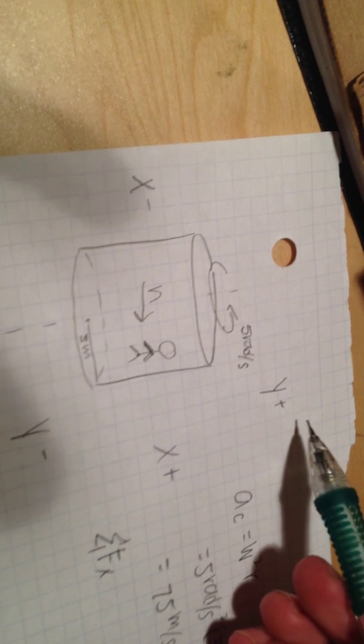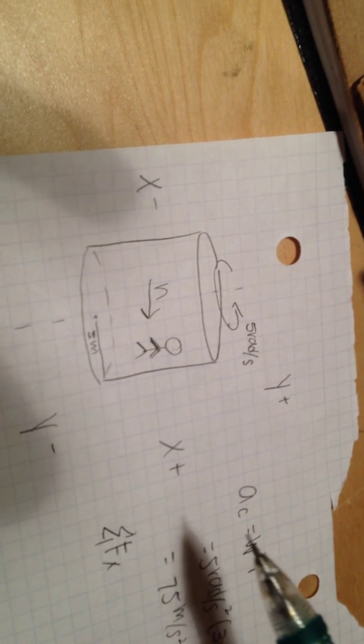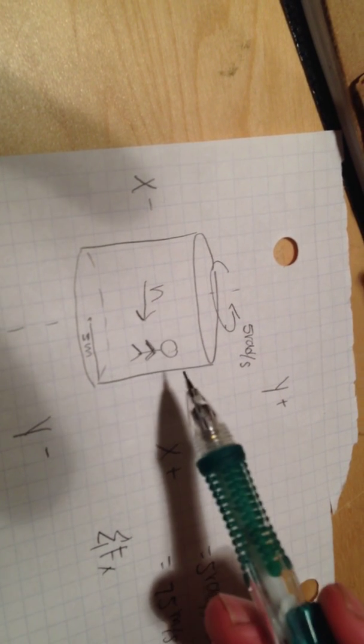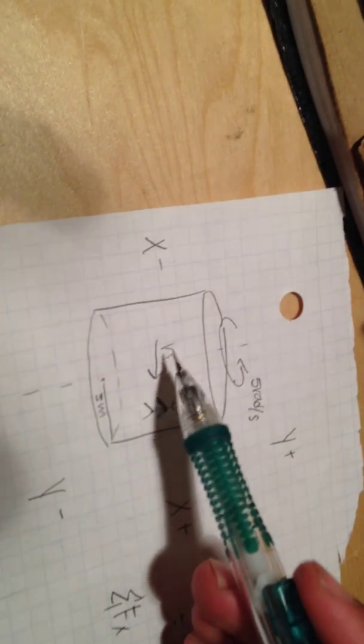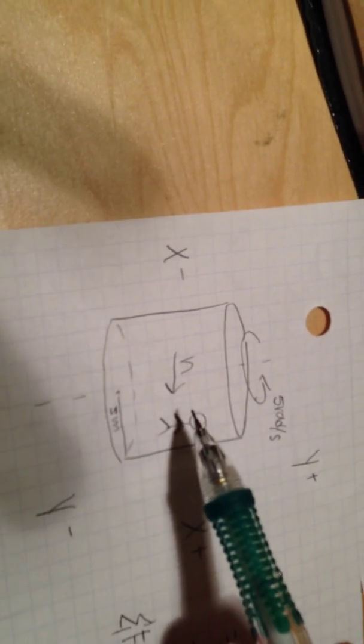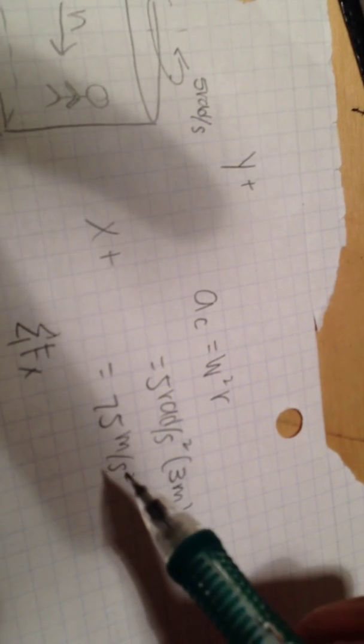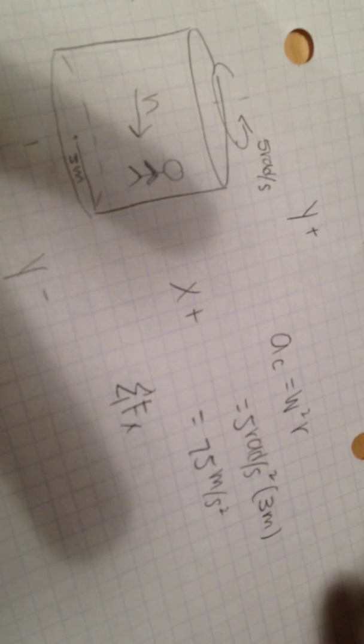So we have the ride, and then we label our axes. So there's a y positive, y negative, x positive, and x negative. And then this normal force here represents centripetal acceleration. Given that the normal force is what's causing centripetal acceleration, going at 5 radians per second, and it's 3 meters. So first we need to find our centripetal acceleration, which is ω squared r. Solve that, plug in, you get 75 meters per second squared as your centripetal acceleration.